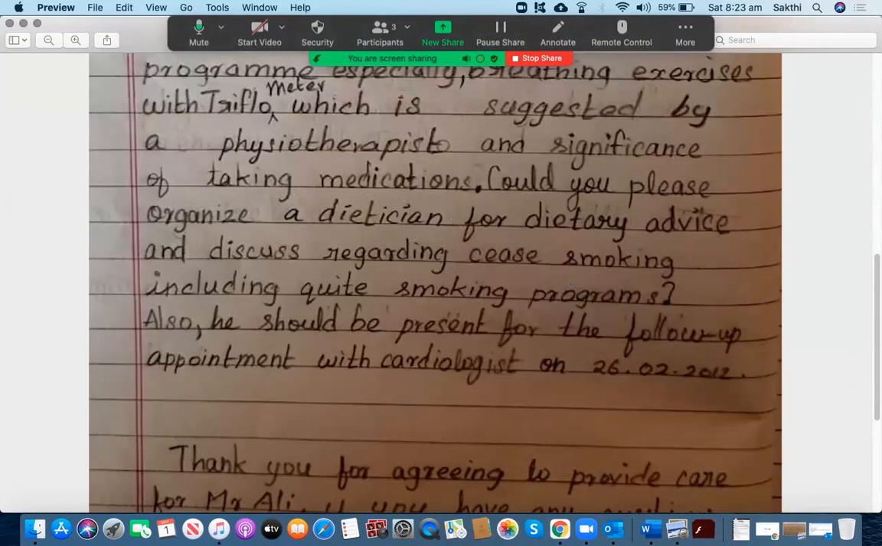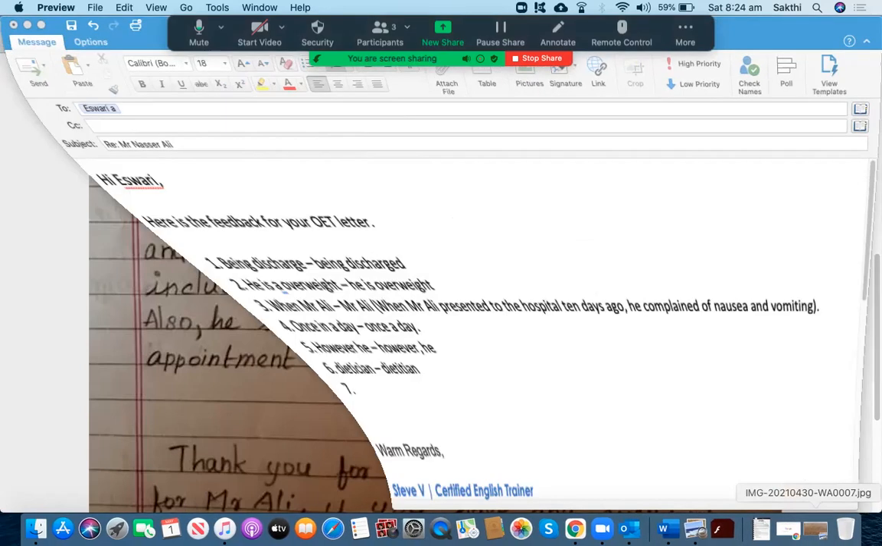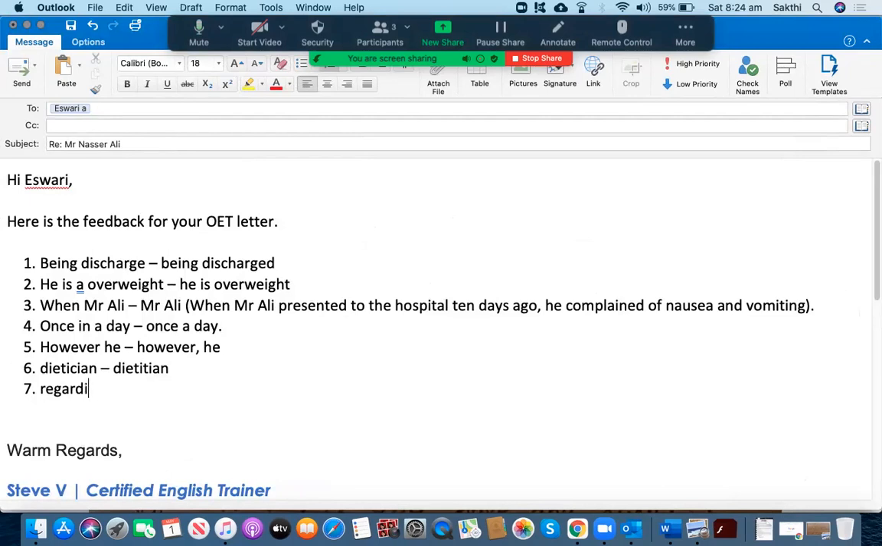And okay, so could you please organize a dietitian for dietary advice and discuss regarding cease smoking, including quit smoking programs? No, regarding, okay, no, discuss on ceasing smoking. Okay, it's not quiet as well. There are a couple of spelling mistakes and issues. Okay, regarding cease smoking, that's wrong. Discuss to cease smoking. You should have mentioned like this: discuss to cease smoking.